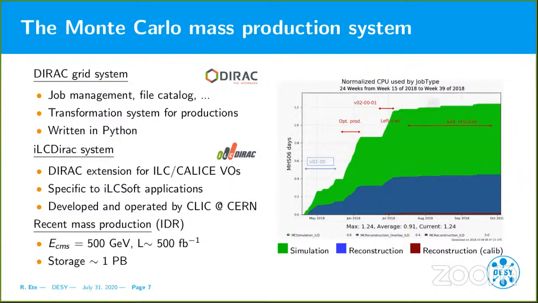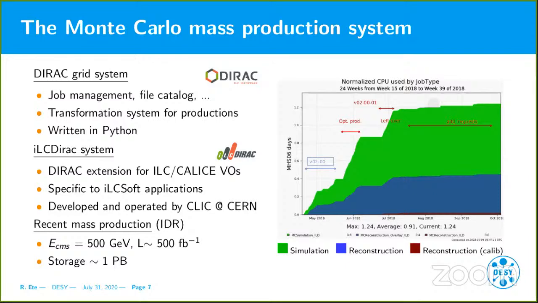I'll talk now about the production system, because we've actually produced a lot of data recently. It's based on the DIRAC grid system, which is basically a job management system, and also provides a file catalog for us. In terms of the production system, there is a transformation system, which allows you to transform your data from simulation, reconstruction, and so on. This is all in Python. On top of that, we have a specific tool called ILCDIRAC, which is the extension for the ILC and the CALICE VOs. You will find there some specific applications for LCSoft. It's operated and actually developed at CERN by the CLIC group, so we have a strong collaboration with them.